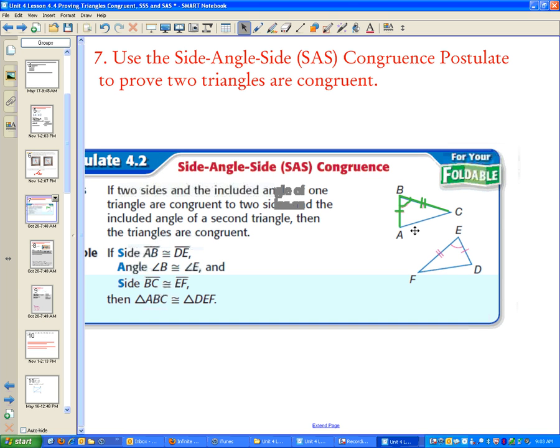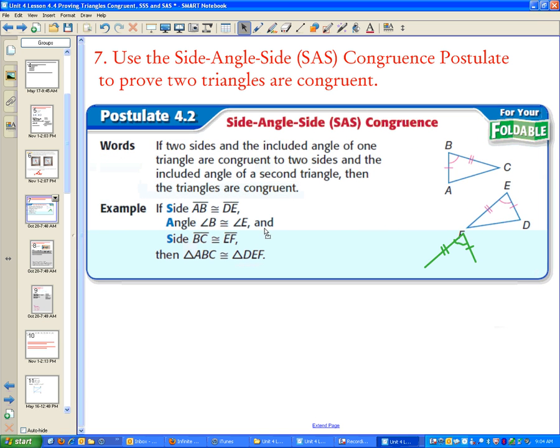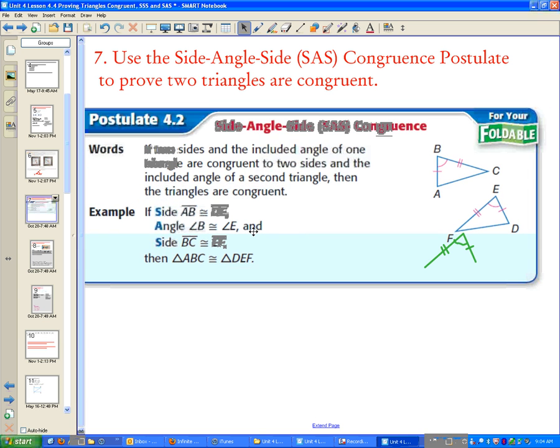All right, we have two sides and that included angle. See the green? Those two sides and that included angle, let's see, I'm going to have to flip it again, all right. Are congruent to those two sides and that included angle. According to this postulate, that's enough to prove that those two triangles are congruent. Let's see if it is.